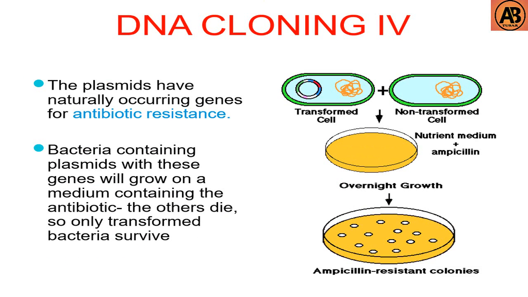Then DNA cloning 4. The plasmids have naturally occurring genes for antibiotic resistance. Bacteria containing plasmids with these genes will grow on a medium containing the antibiotic. The others die, so only transformed bacteria survive. Here you can see a transformed cell and a non-transformed cell. This is nutrient medium and ampicillin. Then after overnight growth, ampicillin-resistant colonies are formed here. So this is DNA cloning 4.